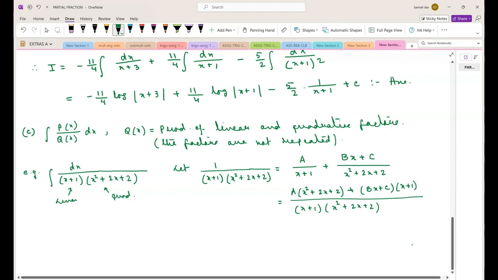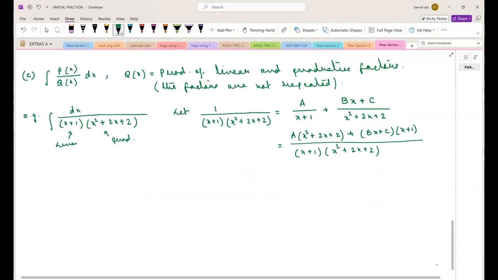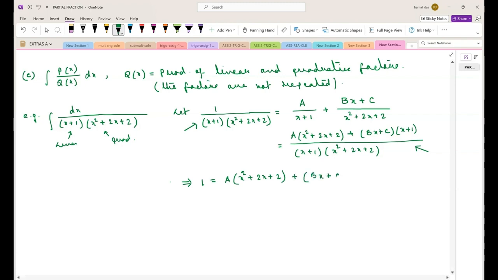Okay. So just as before, this implies, if you compare this and this, denominators being same, just the numerators: 1 equal to A into x square plus 2x plus 2 plus Bx plus C into x plus 1.